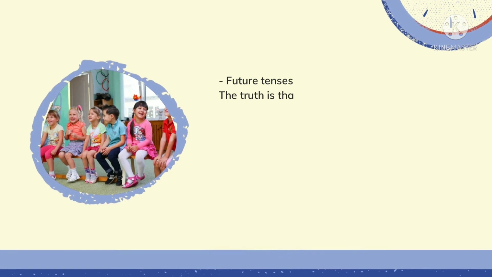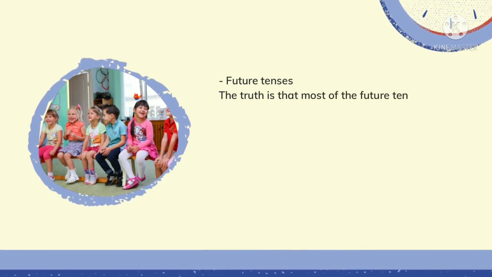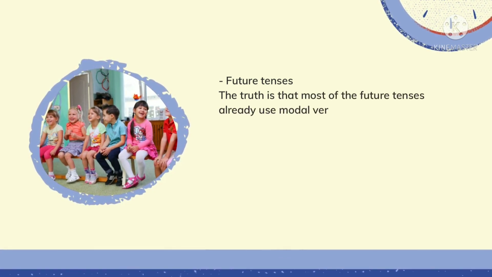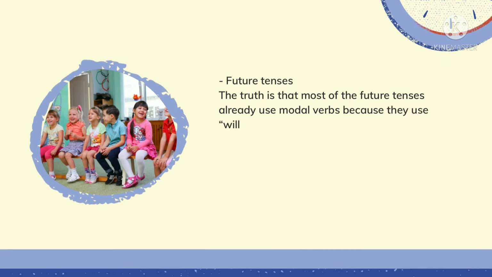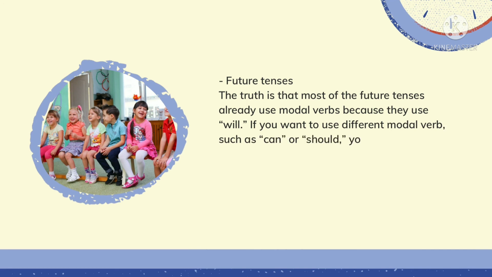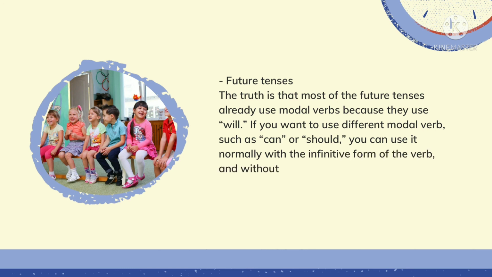Future tense. The truth is that most of the future tense already uses modal verbs because they use will. If you want to use other modal verbs such as can or should, you can use them normally with the infinitive form of the verb and without will. Example: I can hang out tomorrow. Should I major in law next year?